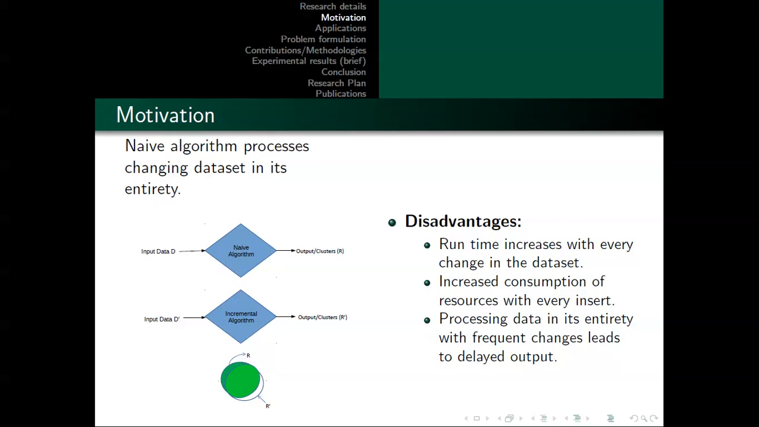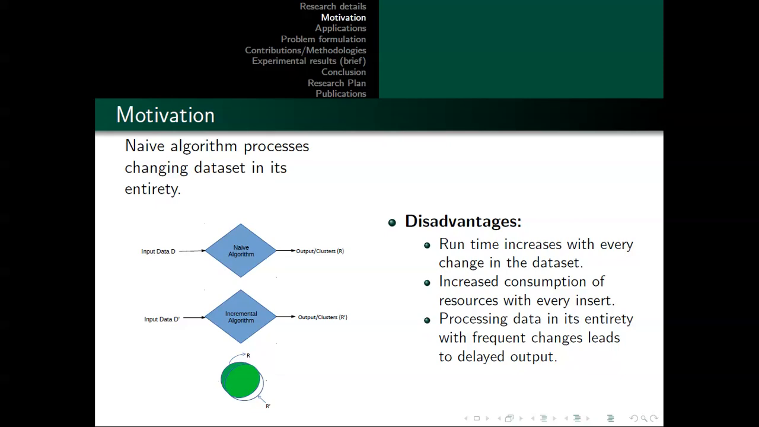But this leads to a gradual decrease in efficiency of the naive algorithm, and it also leads to higher consumption of resources as well. Moreover, there is the latency issue as well, where the processing of the data with frequent changes produces an output at a delayed time period. That means at the juncture where the output should have been produced, it gets usually delayed. And this can be a big problem when it comes to applying these sort of algorithms in some of the real-time methods.